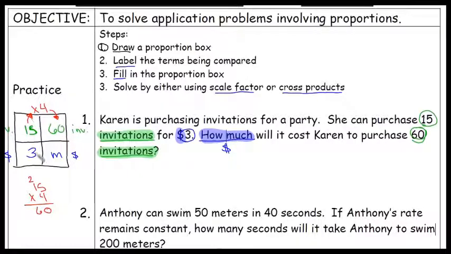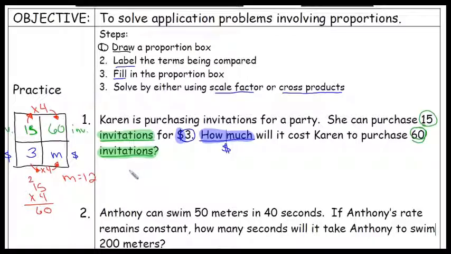So if I do it on the top, I'm also going to have to do it on the bottom. So I'm going to multiply this 3 times 4 as well. So 3, not 15, that's 3. 3 times 4 is going to give me the value for that m that I'm looking for. And 3 times 4 is 12, right? So therefore m has to be 12. And that's it. That's how you solve the proportion problem.